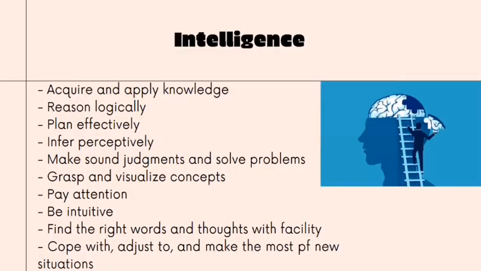So, intelligence is defined as a multifaceted capacity that manifests itself in different ways across the lifespan. In general, intelligence includes the abilities to acquire and apply knowledge, reason logically, plan effectively, infer perceptively, make sound judgments and solve problems, grasp and visualize concepts, pay attention, be intuitive, find the right words and thoughts with facility, cope with, adjust to, and make the most of new situations.